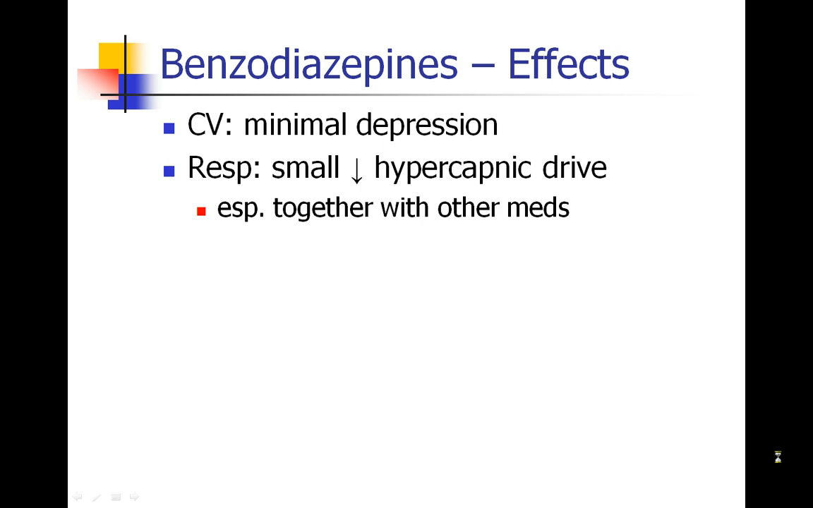The effects on the cardiovascular system are pretty minimal with benzodiazepines. We don't see a lot of change in heart rate or blood pressure, which is nice. When you give patients benzodiazepines, they do have a small decrease in their hypercapnic drive, which means that they'll tolerate a higher CO2 level before it stimulates their breathing. And this is especially true when given together with other medications like fentanyl or Dilaudid or propofol.